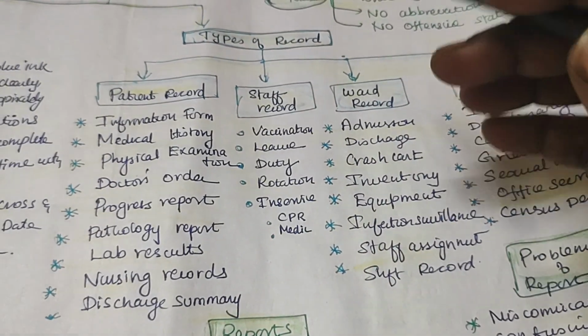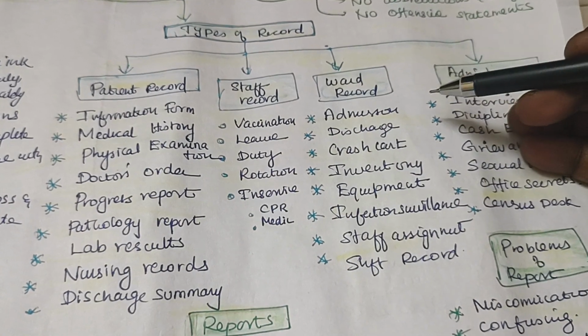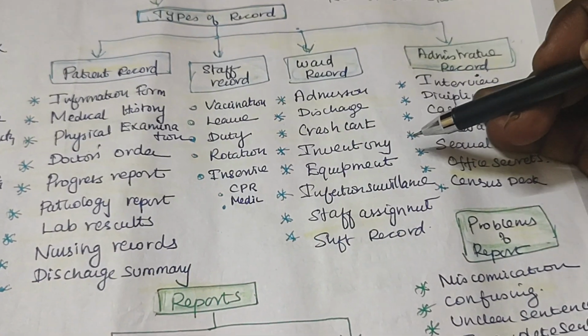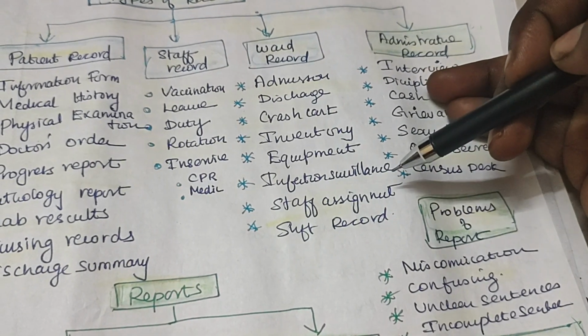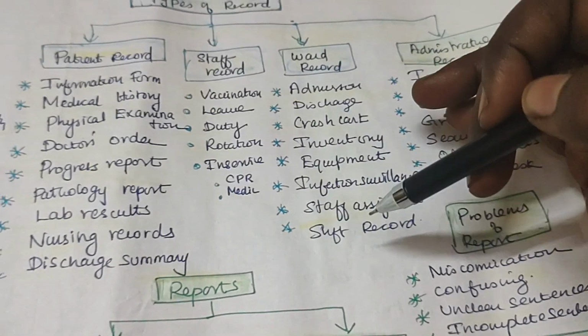Ward record. What is the ward record? It will have the admission record, discharge record, crash code record, inventory record, equipment record, infection surveillance record, staff assignment record, and shift record.